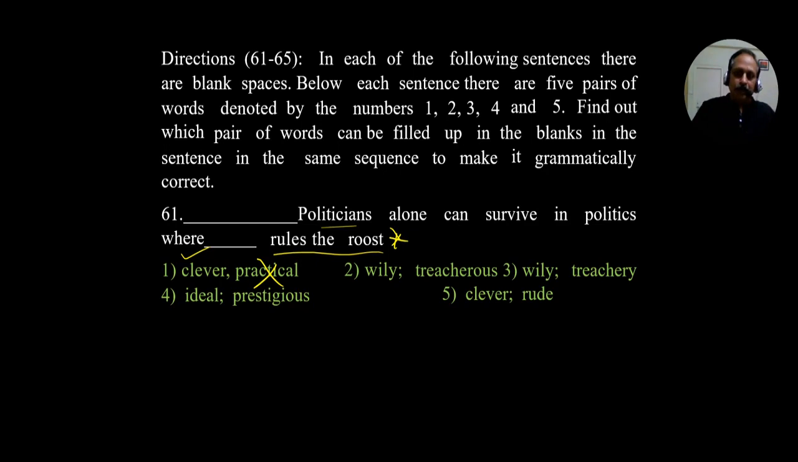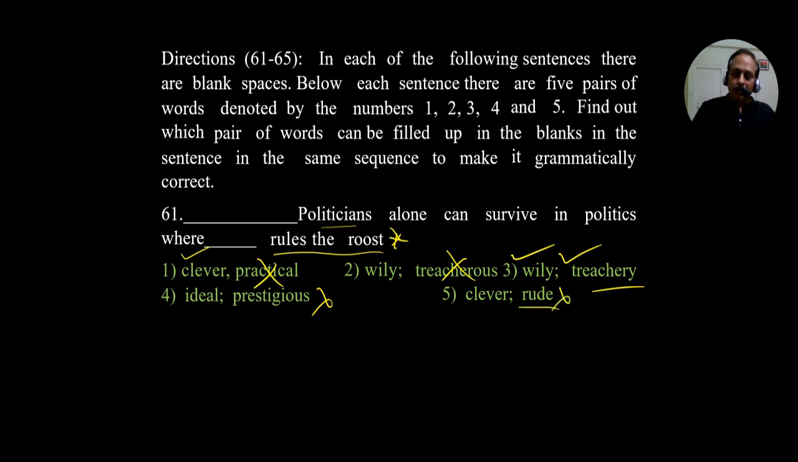Hold this one. The next one. Wily politicians alone can survive in politics where treachery rules the roost. Here, treacherous is the adjective. We have to use a noun form. The word is correct, the form is not correct. So, treachery rules the roost. Wily. Answer is the third option. We'll check other options also. Ideal politicians alone can survive in politics where prestigious rules. No, not correct. Clever politicians, again, where rudeness would have been better.